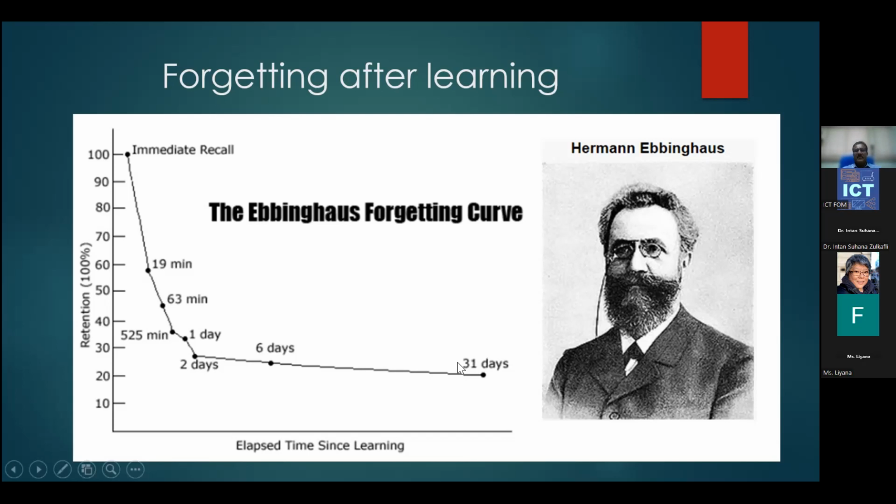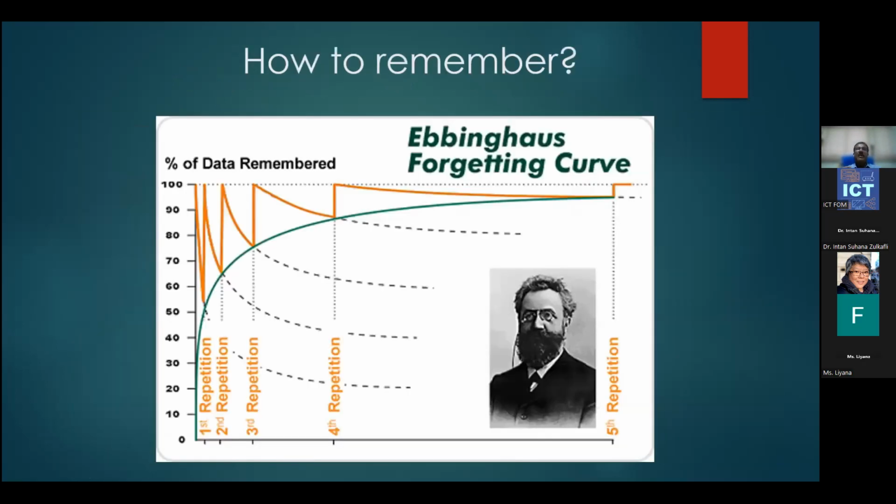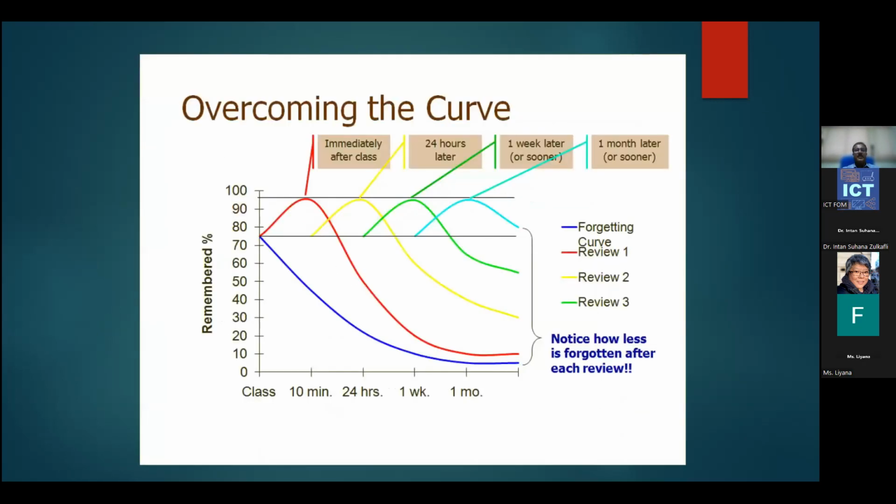So this is a normal phenomenon. But how to improve this is only through repetition. Okay, so here he has charted a graph again. When you repeat once, you remember more, two, three, and so on. So, like what I said, anatomy being a visual science and a language, one of the best ways to learn is through repetition of the information.